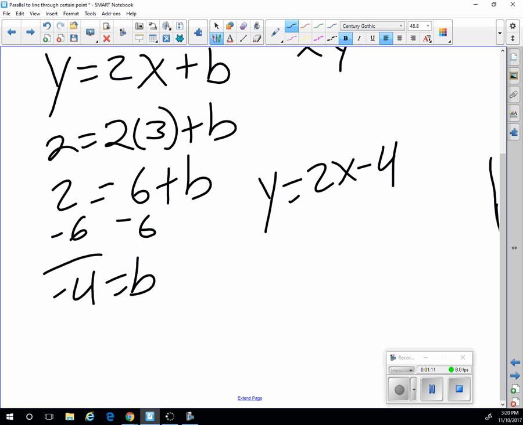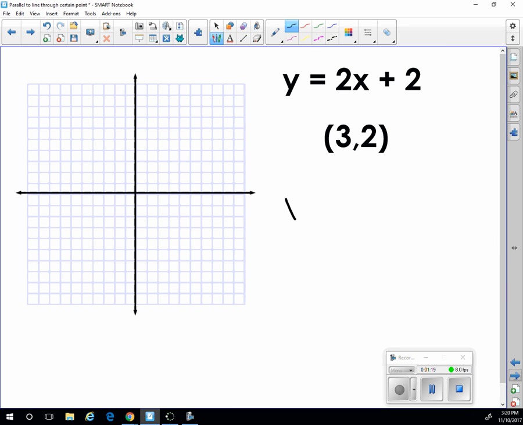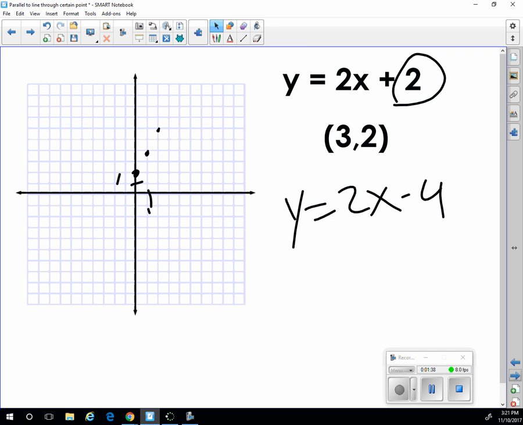So now let's graph that, y equals 2x minus 4, and see if that's parallel to the other guy. See if it goes through (3, 2). So this equation has an intercept of 2, so if each of these squares represents 1, then we cross the y-axis at 2, and then from there we go up 2 over 1, and we draw a straight line.